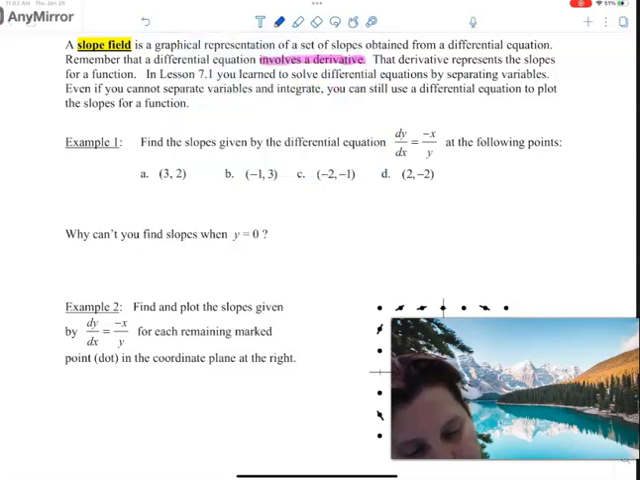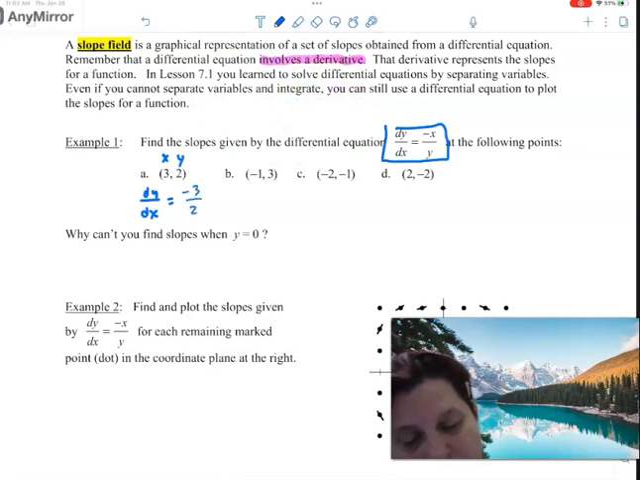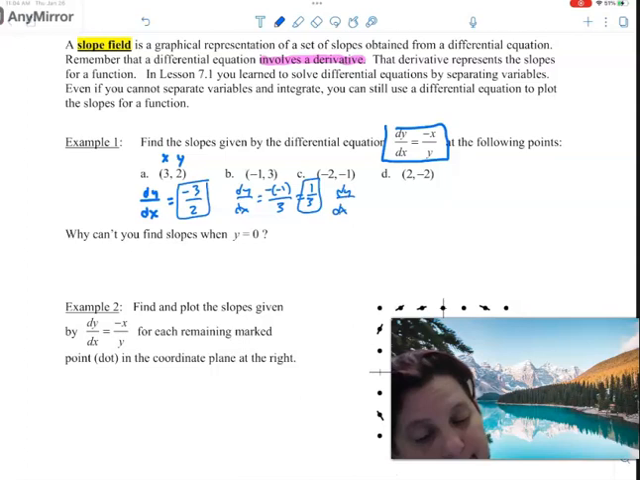We have this differential equation, and it wants me to find the slopes at each of the following points. The slope at (3, 2), remember this is my x coordinate, this is my y coordinate, would be negative the x coordinate over the y coordinate. The slope at the point (1, 3) would be negative 1 over 3, or negative 1/3. The slope at (-2, 1) would be negative negative 2, so that's positive, over 1.